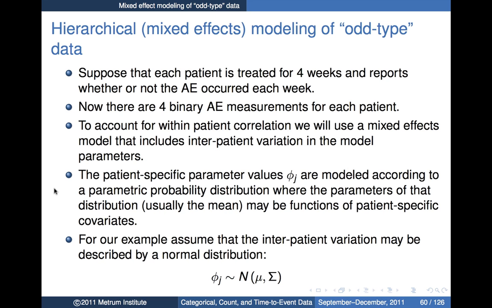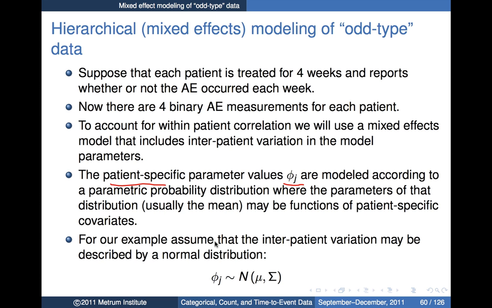So we're going to talk in terms of patient-specific parameter values. And here I'll just use the lowercase phi to represent that. So I've got phi sub j to represent a model-specific parameter in the jth patient. And we're going to model that according to some parametric probability distribution where the parameters of that distribution, usually the mean, might be functions of patient-specific covariates.